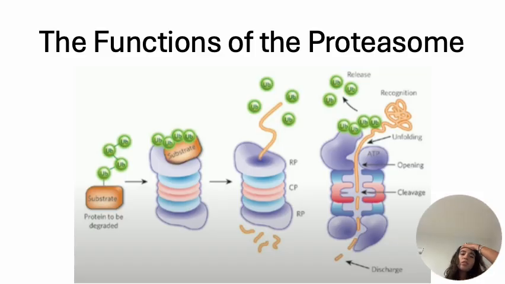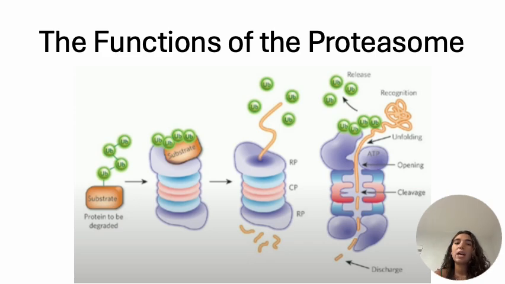Now we're going to talk about the functions of the proteasome. The proteasome plays a central role in maintaining cellular health and function. It is far more than just some type of trash disposal system within our bodies. First, in immune function, the proteasome degrades viral proteins into small peptides. These peptides are then presented on the cell surface by different molecules, allowing the immune system to recognize and eliminate infected cells.